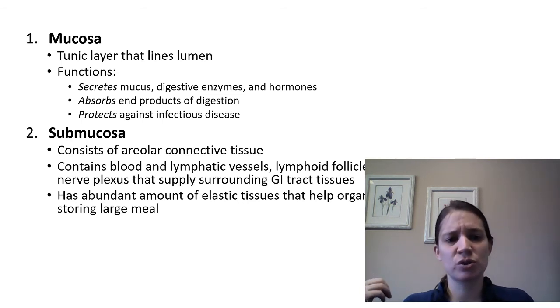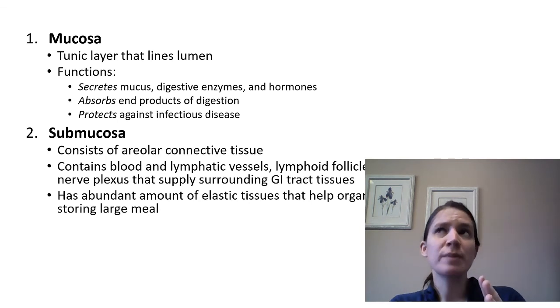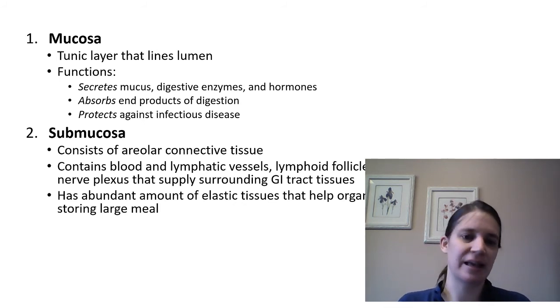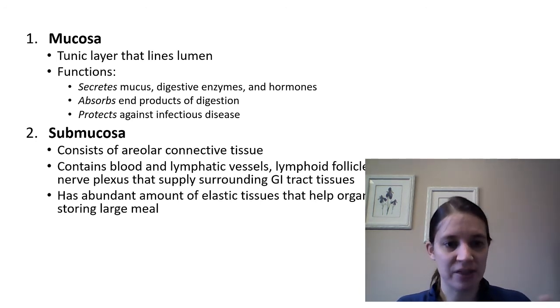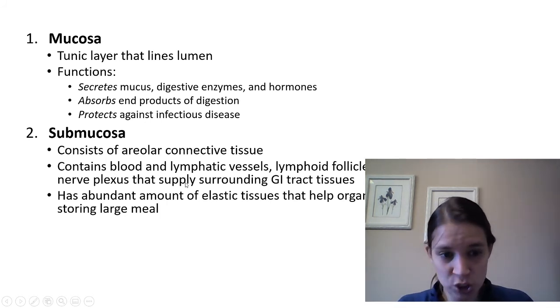It's going to be secreting digestive enzymes. It also handles hormones. So it's going to be dumping stuff out, and it's also going to be pulling stuff back in. It's where the end products of digestion are absorbed across. And it's also helping against infectious diseases. Mucosa is a very important layer. It's going to be keeping random pathogens out of you. It's going to be putting out the bits that you need to actually digest food appropriately, and then pulling those products back into the body. The submucosa is basically connective tissue. It's going to have blood and lymphatic vessels.